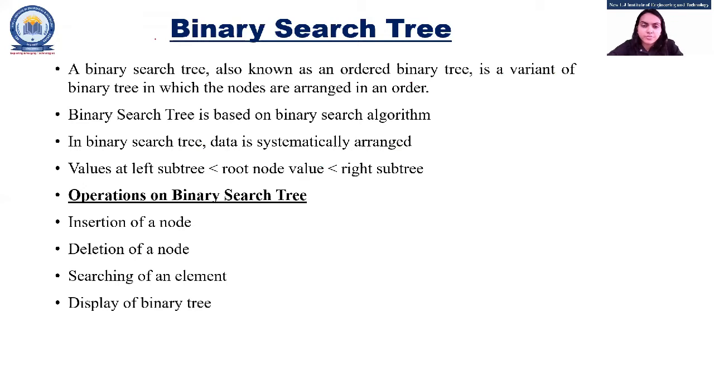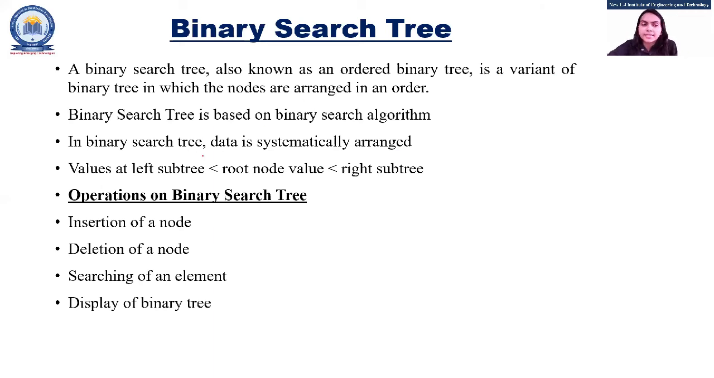So binary search tree is also known as ordered binary tree. So it is one kind of variant of binary tree. The only change here is that in binary search tree, the nodes are arranged in a specific order. So just like we have seen binary search algorithm, it works exactly the same way. In binary search algorithm, we had a middle element, then we checked with the key. So all the elements less than middle would be on the left hand side and all the elements greater than middle would be on the right hand side. So here also that same concept is there.